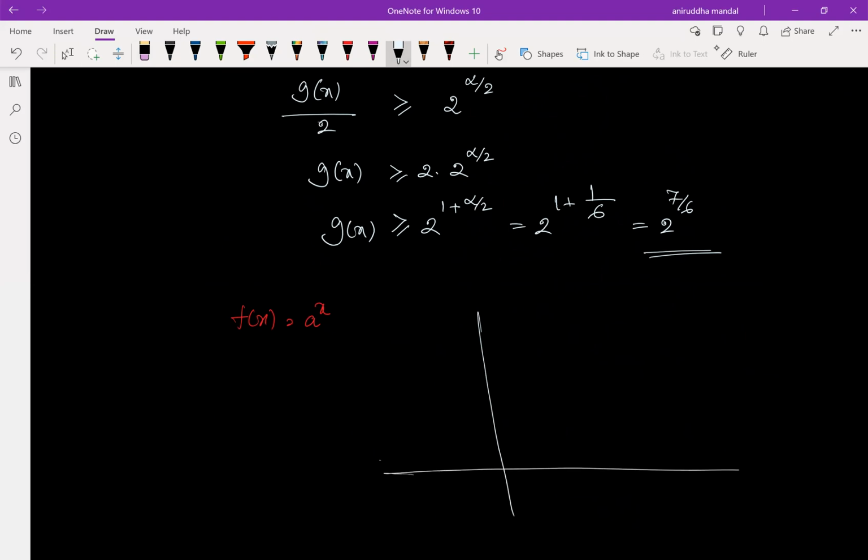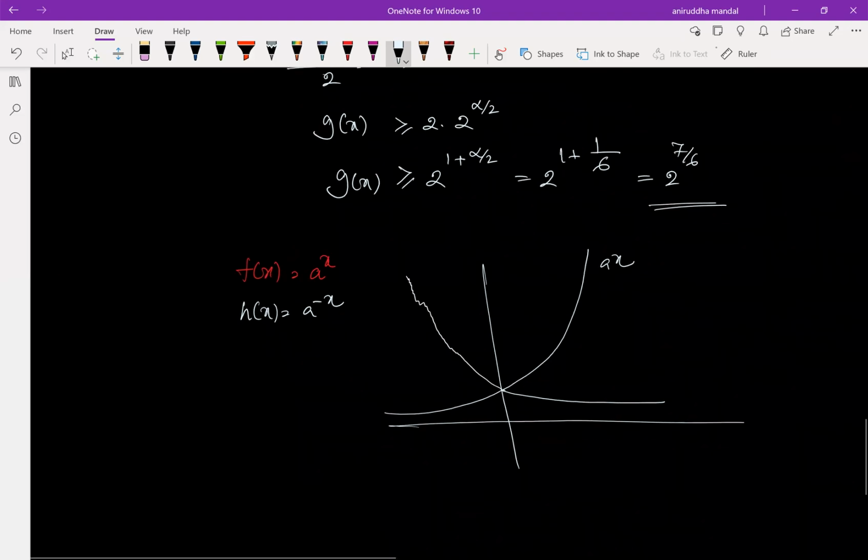So the a to the power x graph is like this. Okay, and let's say h(x) is the graph of a to the power minus x. So a to the power minus x graph is like this. It is nothing but the mirror image around the y-axis. So this is a to the power minus x, and this will cut at this point.